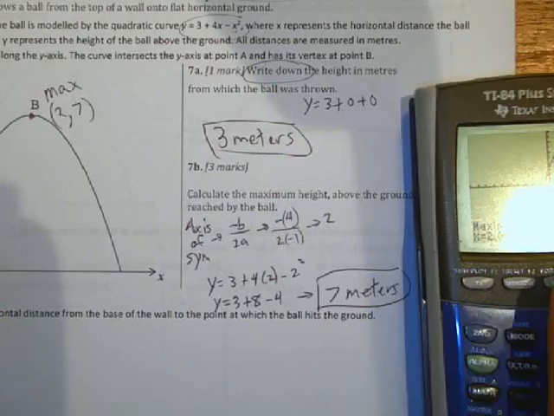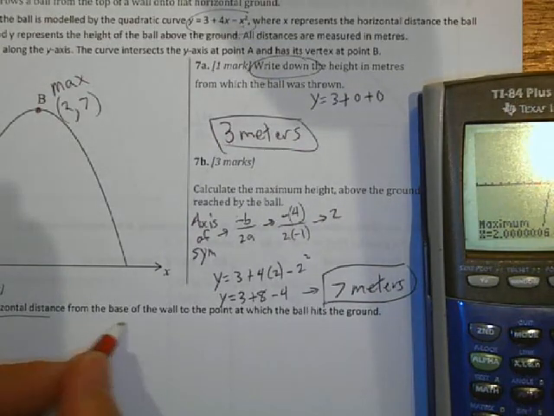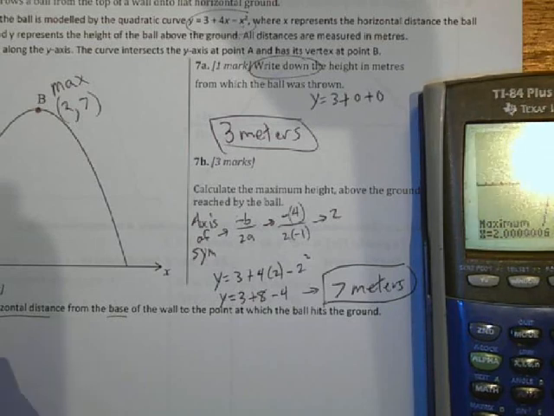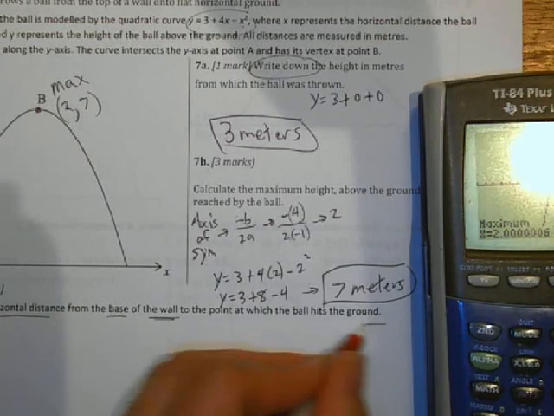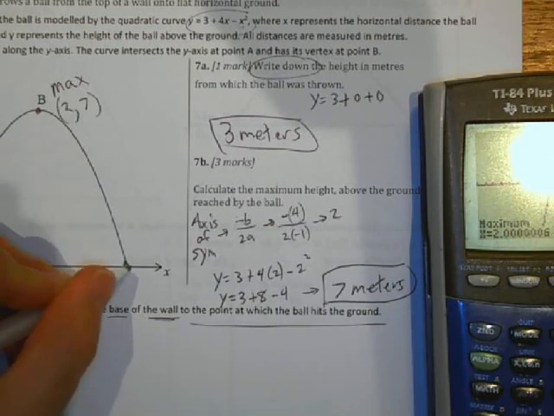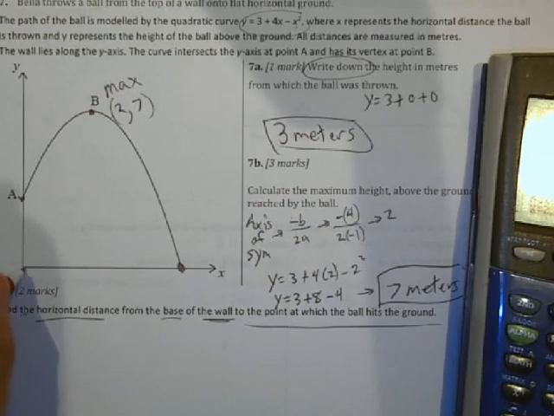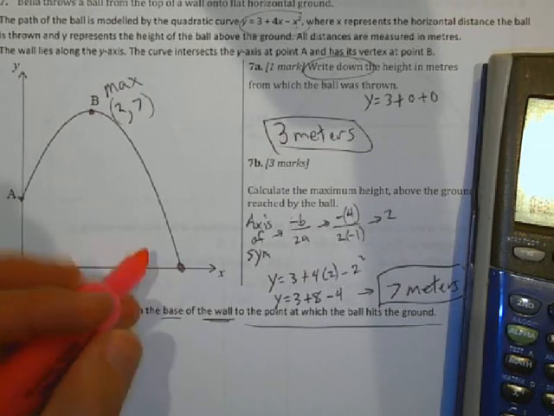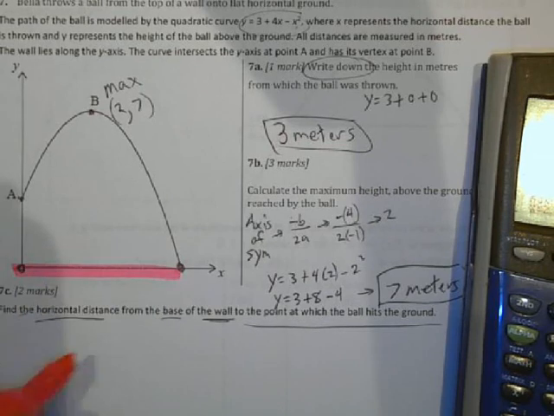Okay, find the horizontal distance from the base of the wall to the point at which it touches the ground. So here's where it touches the ground, and here is the base of the wall. And we want to figure out this distance, the horizontal distance from the base of the wall to where it touches the ground.